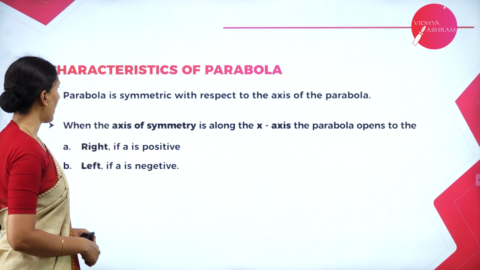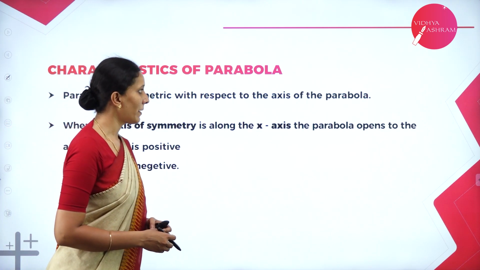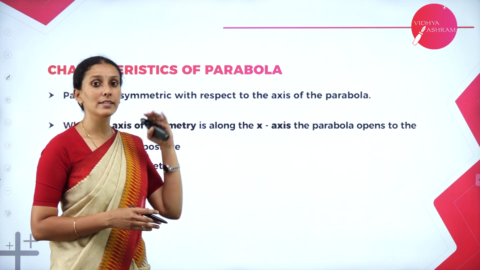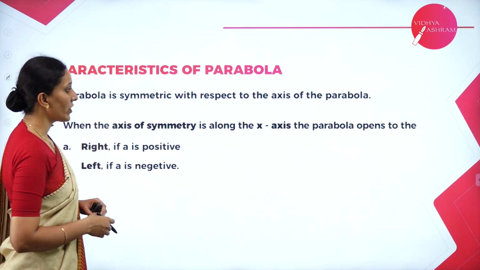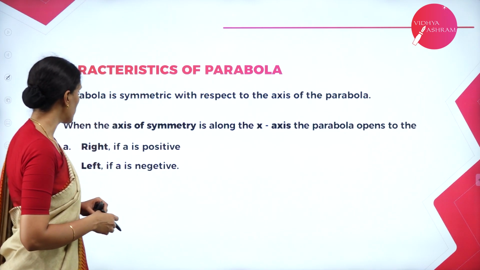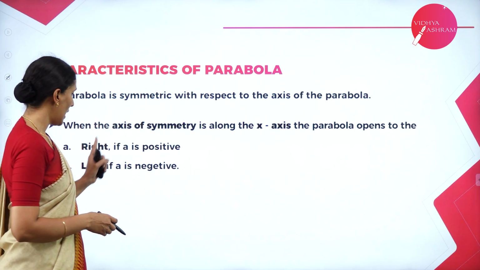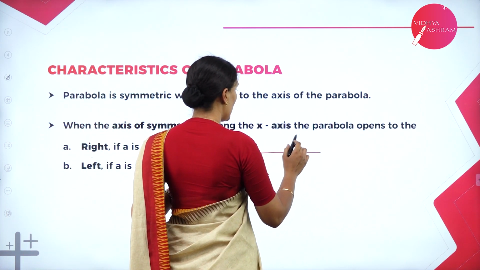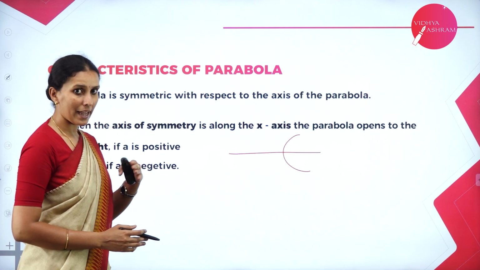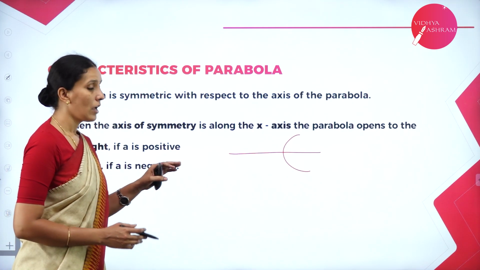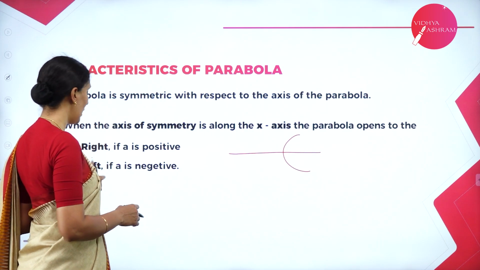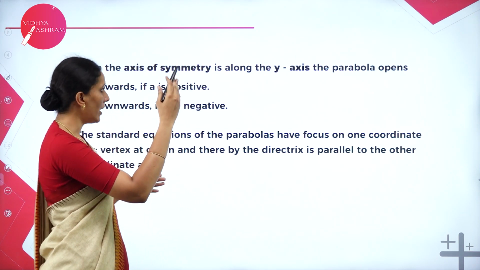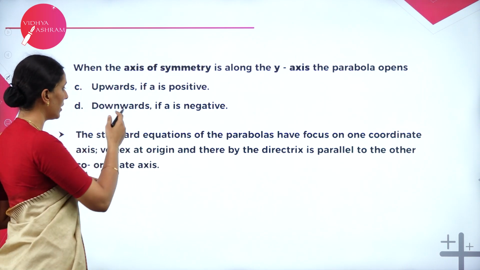So characteristics of parabola. Parabola is symmetric with respect to the axis of the parabola. So whatever it may be, x-axis or y-axis, it always forms a symmetrical curve. When the axis of symmetry is along x-axis, the parabola opens to right if a is positive, left if a is negative. So when we have x-axis as axis, equation will be positive, that means 4ax, then it is right-sided; minus 4ax, that is negative, left-sided. When the axis of symmetry is along y-axis, if the equation is positive, it is upward, and if the equation is negative, it is downward.